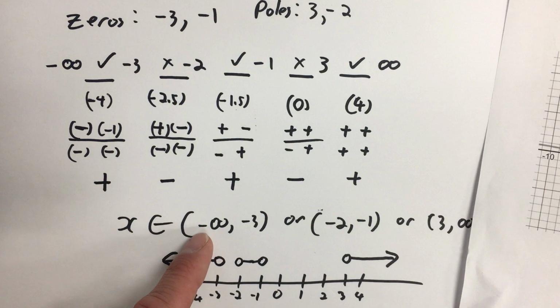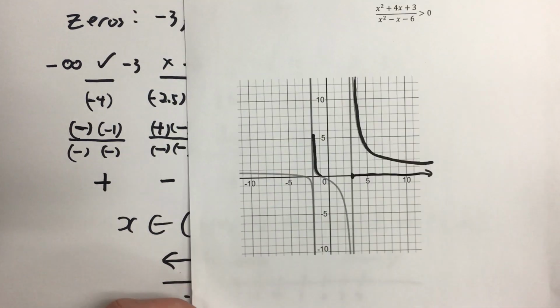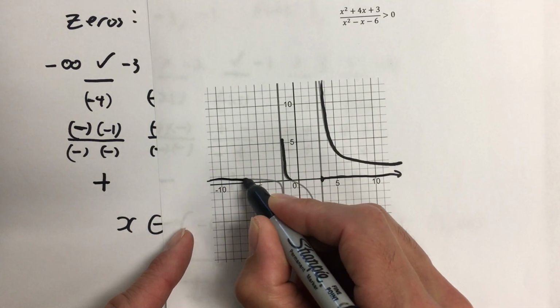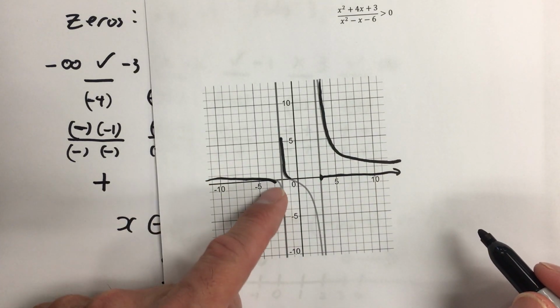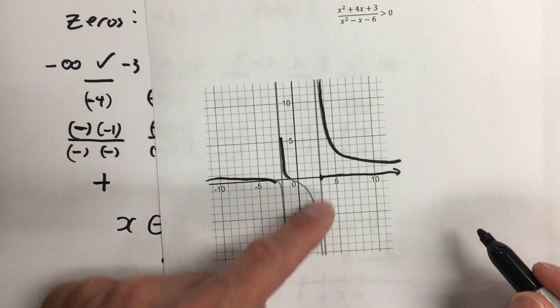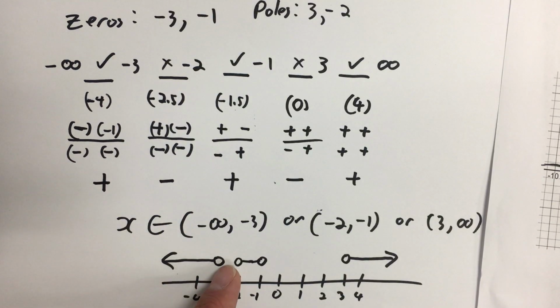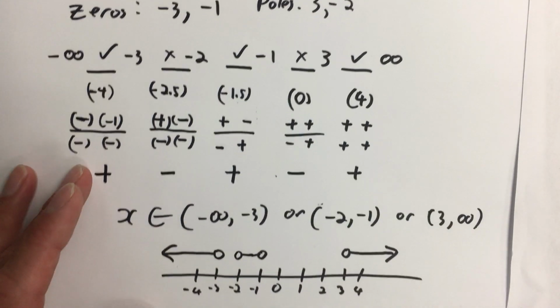And it's also greater than 0 from negative infinity to negative 3. So from negative infinity all the way up to negative 3, it's greater than 0. For all other values, this curve is less than 0. That's why we have the gaps in our number line.